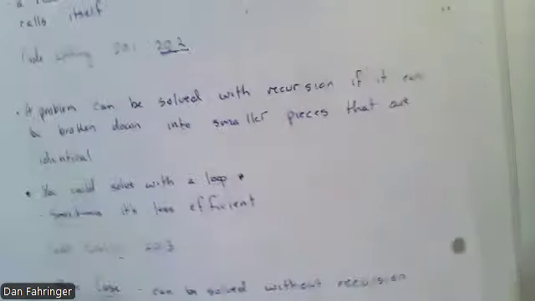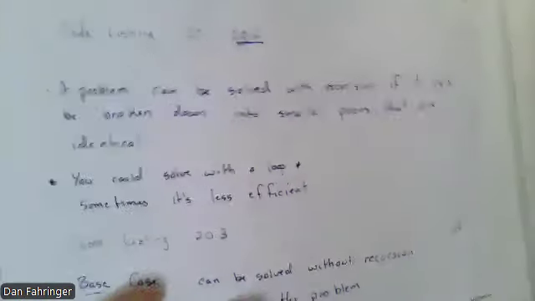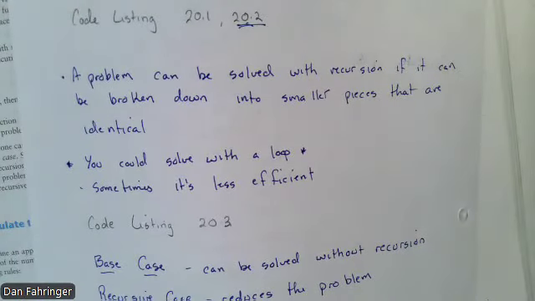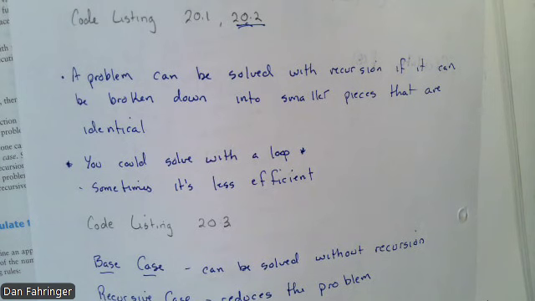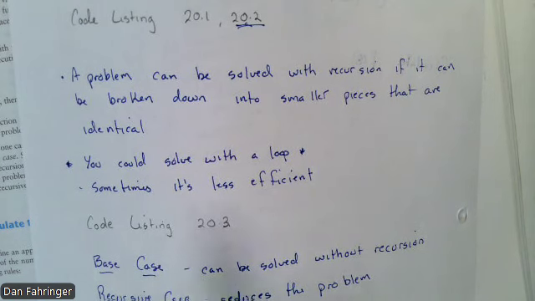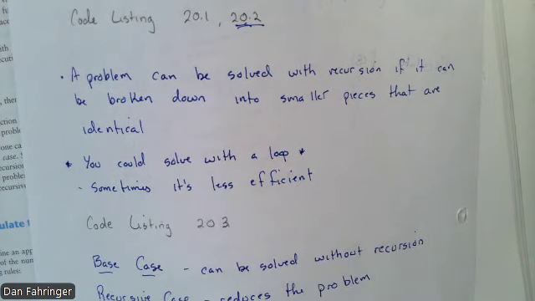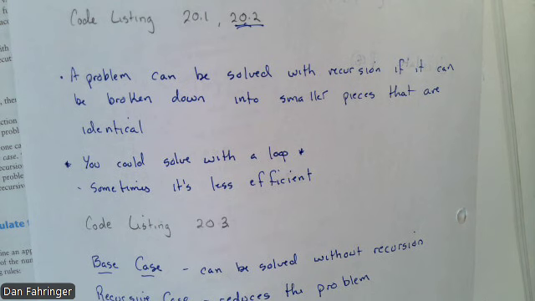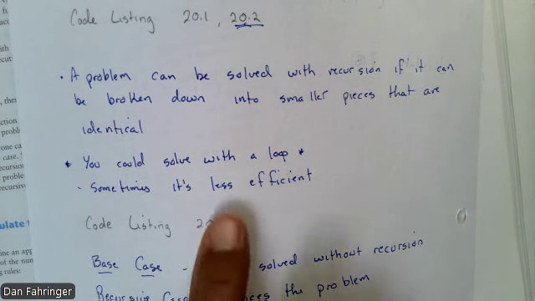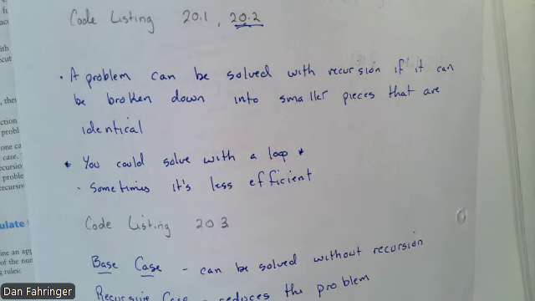20-3. Well, let's see. I'm having my notes. A problem can be solved with recursion if it can be broken down into smaller pieces that are identical. And this is a note. Anything you can do recursively, you can do with a loop, but the recursion can be simpler. The recursion can also be less efficient. Excuse me, the loop is going to be less efficient.